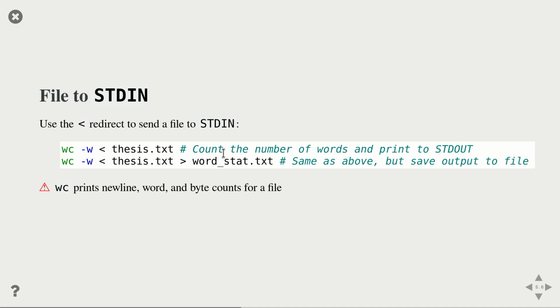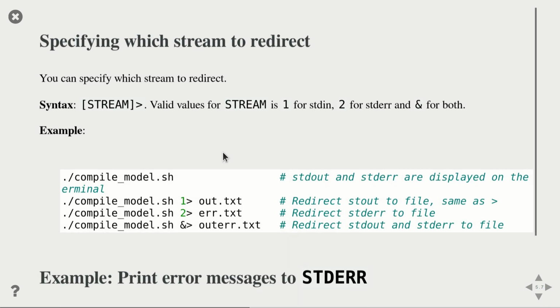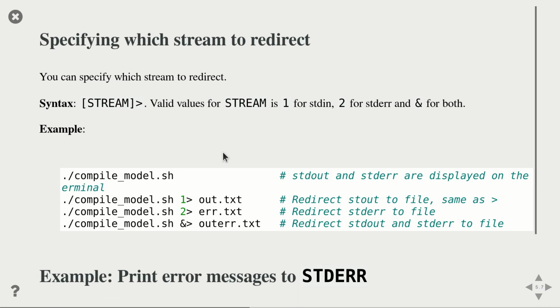But if you want to store that as a text file, you can redirect the standard output to another file here. Okay, so here we've used two redirects. So by default, or what I've just shown you, I'm only redirecting the standard in and standard out. But you can also redirect the standard error stream.